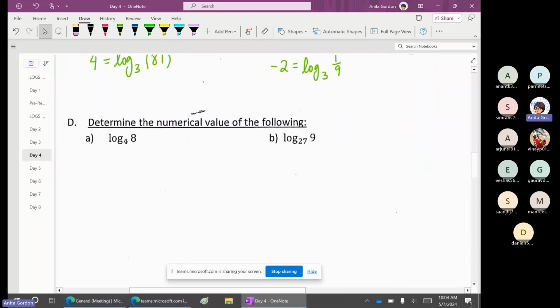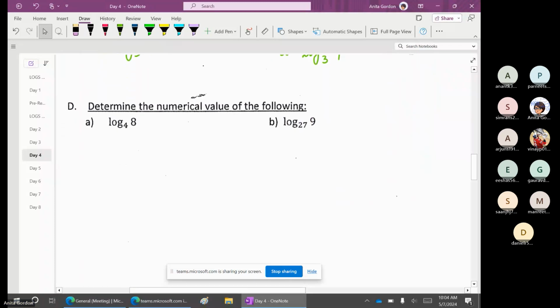So now it says determine the numerical value, means simplify into one number. What is this value? So in order to be able to do this, let's just make this equal x. I want to know what does this equal in simple terms. And the way that I'm going to do that is by transforming this into exponentials. And then I'm going to try using exponent laws to solve this.